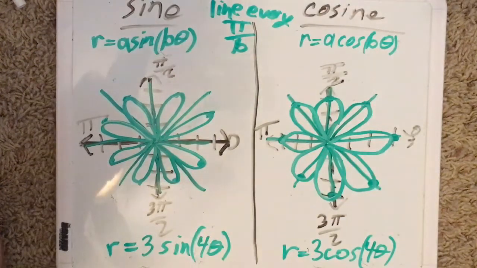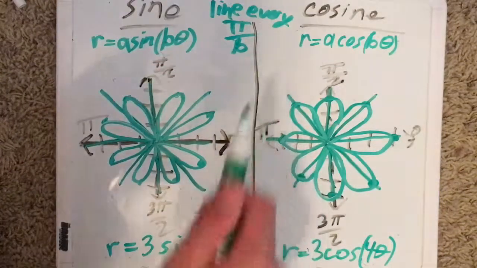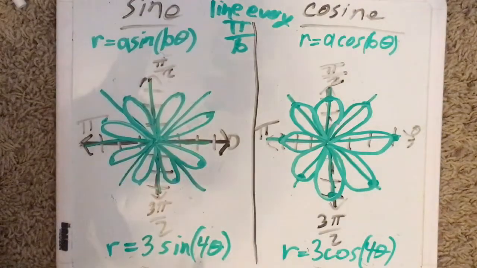And that's it. That's all there is to it. Very simple, very easy way to graph rose graphs where the a and the b values are whole numbers.